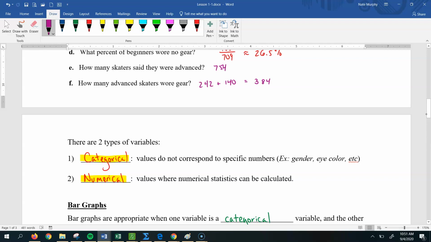So your response is going to be like the gender, okay, male, female, or other. Eye color would be an example of a categorical variable where you could have blue eyes, green eyes, brown eyes. So anytime you give a response that would not be a number would be a categorical variable. Now, if your response is a numerical response, that's where we would have a numerical variable.